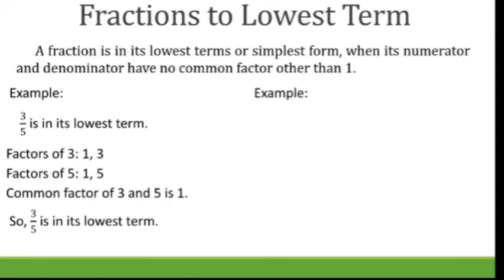Another example, 4 over 10 is not in its lowest term. So, ibig sabihin daw, yung 4 over 10 daw ay hindi naka-lowest term. Bakit kaya?